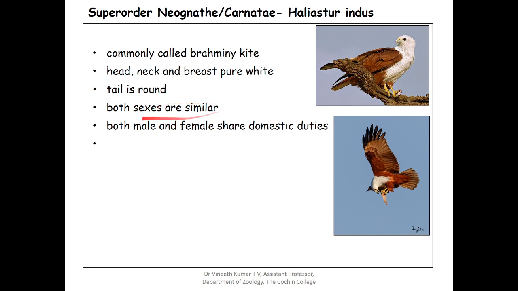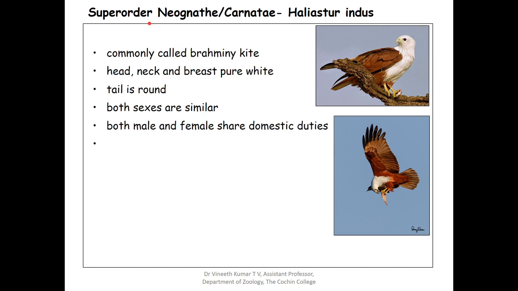Both the sexes are similar. You cannot differentiate male and female morphologically, in the sense of color, etc. And both male and female share the domestic duties. That means parental care, etc. is shared by both males as well as females.